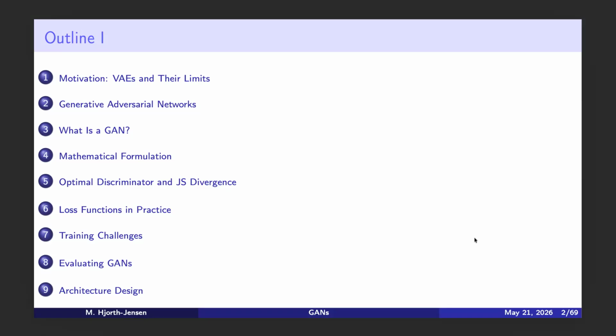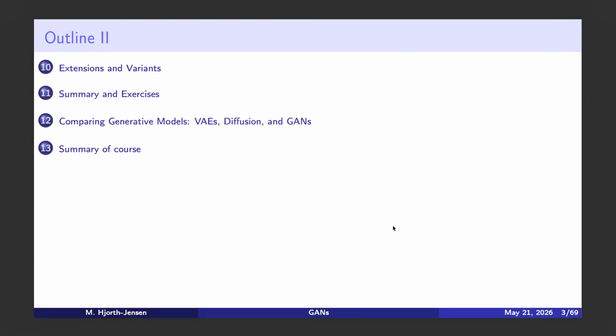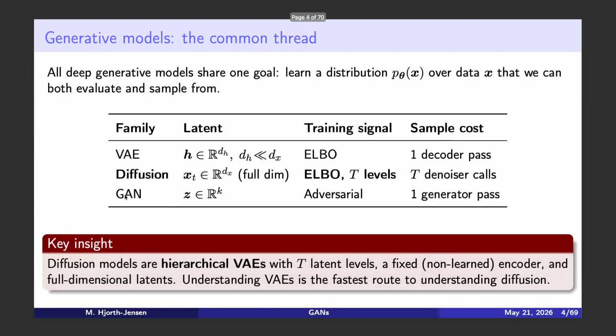So after some basic discussions of GANs, we are going to only briefly mention some of the variants which you have. And we are going to compare them with variational autoencoders, diffusion models, and also Boltzmann machines. And then finally, in the next lecture, we're going to have a summary of the course.